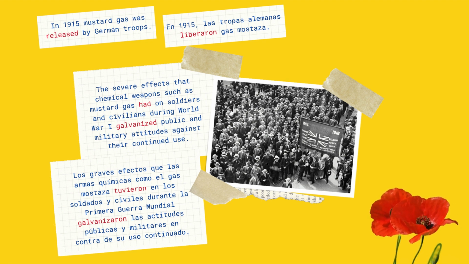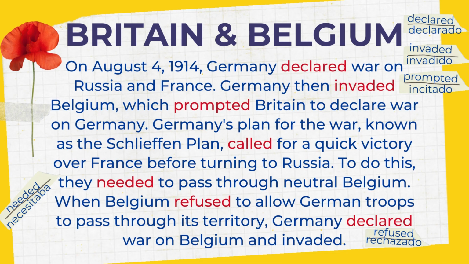In 1915, mustard gas was released by German troops. The severe effect that chemical weapons such as mustard gas had on soldiers and civilians during World War I galvanized, impelled, caused, resulted in the public, hardened public opinion, and military attitudes against their continued use. So the mustard gas galvanized public and military attitudes against their continued use.